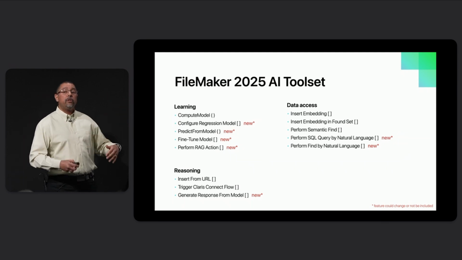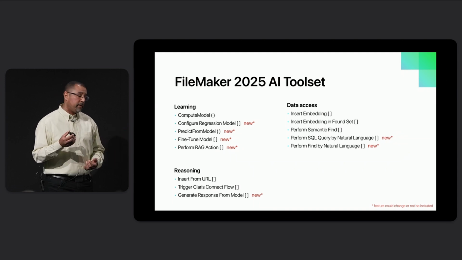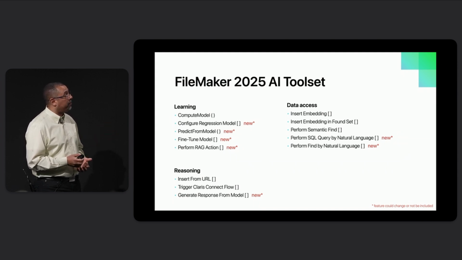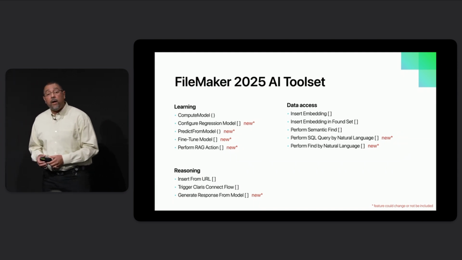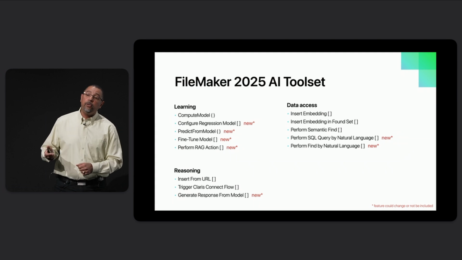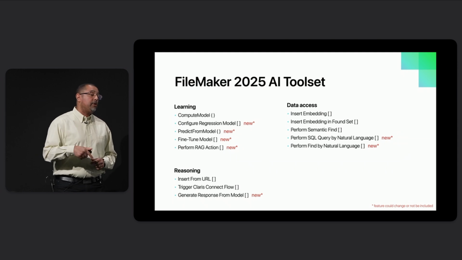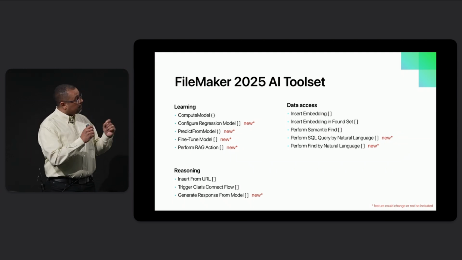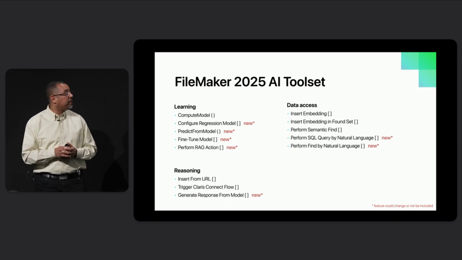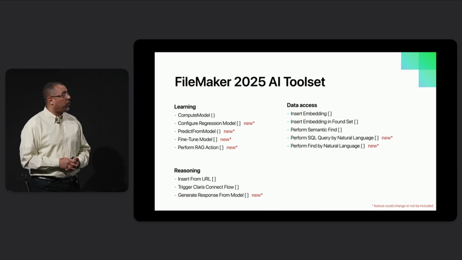For the data access layer, this is about being able to access information from many different sources. Again, we already had vector embeddings and semantic search, but we're going to round that off. We're going to have two new script steps, Perform SQL Query by Natural Language and Perform Find by Natural Language. They do exactly what the names imply. Perform SQL Query by Natural Language will allow you to just write in plain text, natural language, exactly what you want, and we'll leverage the internal SQL engine in FileMaker to write the SQL query. If you want, you can just get the query back, just the SQL statement, or we can perform that for you, and then you can get the data, which is really cool. So you get the choice of which way you want to use that.